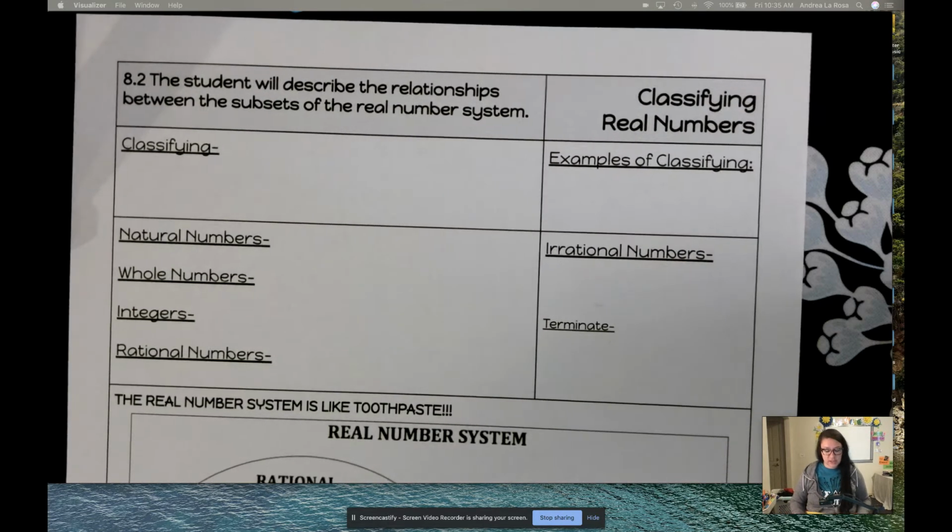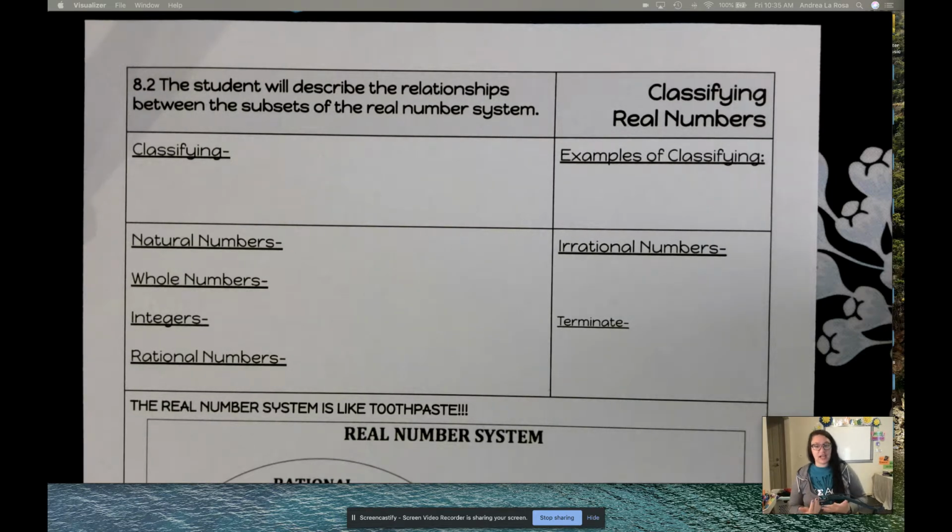Last year in seventh grade science, you guys classified animals, you talked about the different families, the different phylum, and all that stuff. You guys classified shapes last year with us in math. We classified the different types of quadrilaterals into trapezoids and squares and rectangles and parallelograms. You guys classify all the time. But now we're going to be classifying numbers.